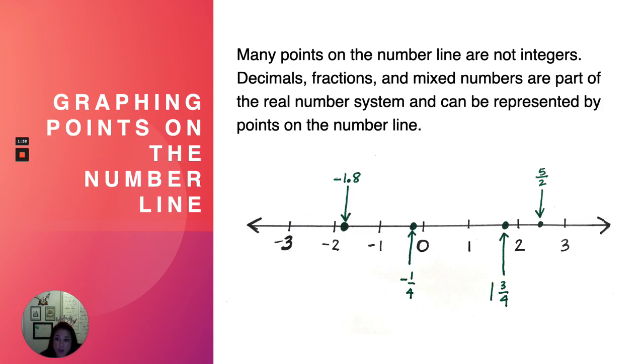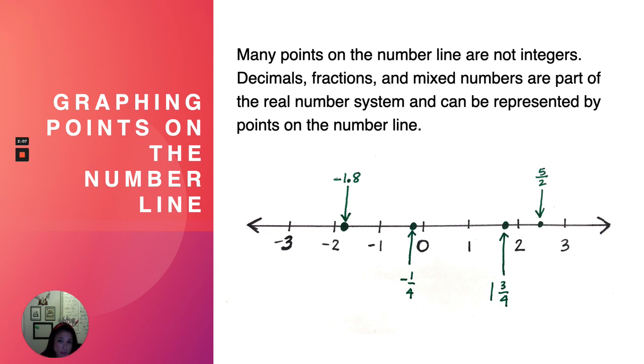Graphing points on the number line. Many points on the number line are not integers. They can be decimals, fractions, and mixed numbers. They are all part of the real number system and can be represented by points on the line. So you can see all the way to the far right, past the 0, we have 5/2. This is a positive fraction, and it is between 2 and 3. And then we have 1 3/4.